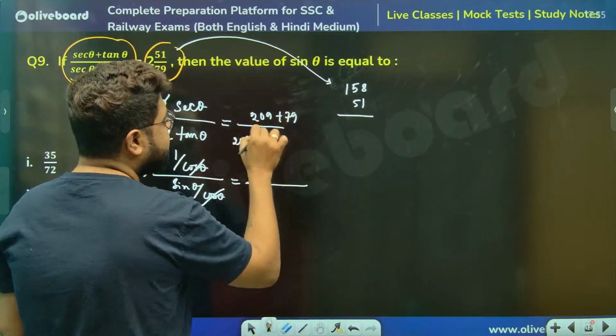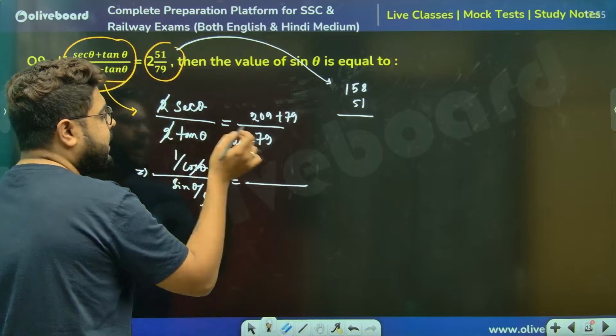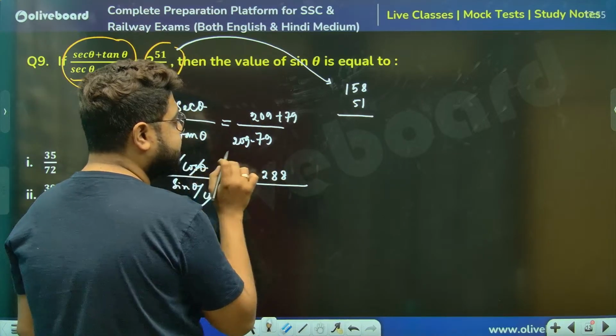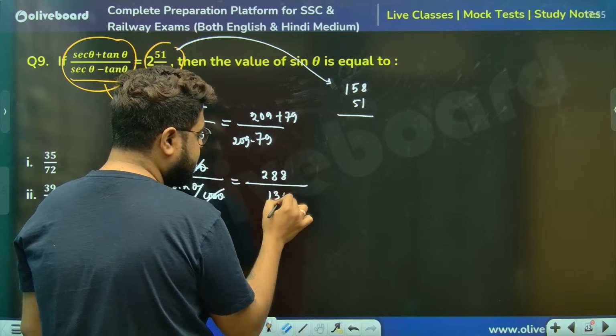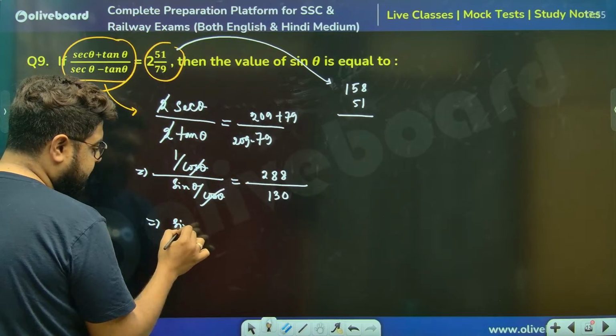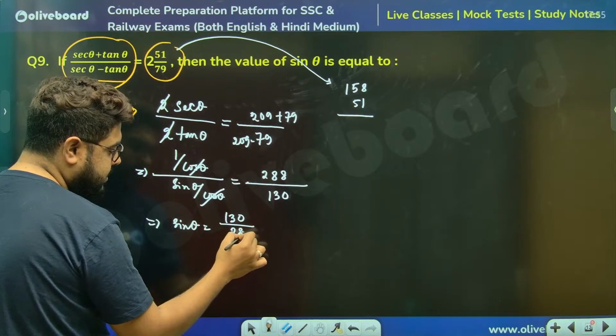That is equal to, calculate, sir, 280. 280 plus 8, sir, 288. 209 minus 79, 130, sir. So that means 1 by sin theta value is this. Sin theta value is 130 by 288, sir.